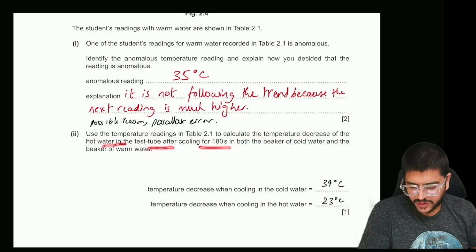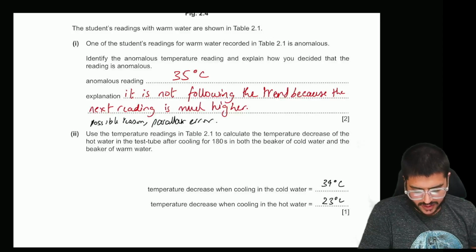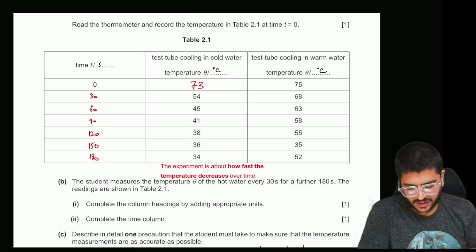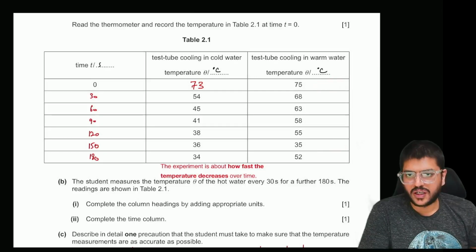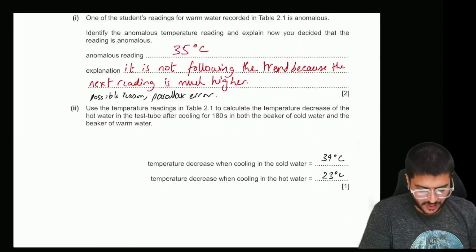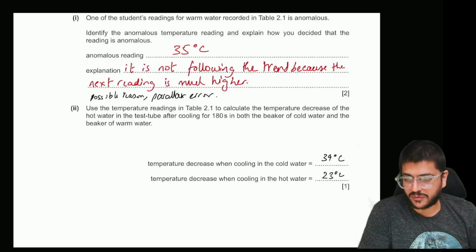Use your temperature readings in table 2.1 to calculate the temperature decrease of the hot water in the test tube after cooling for 180 seconds. So the temperature drop in the cold water was 39. You calculated this by subtracting this from this, and in the hot water, warm water, 75 minus 52. Make sure that you give it in the right places. So this is the 39. Make sure you give the units. If the units are not given, you have to write the bare numbers.